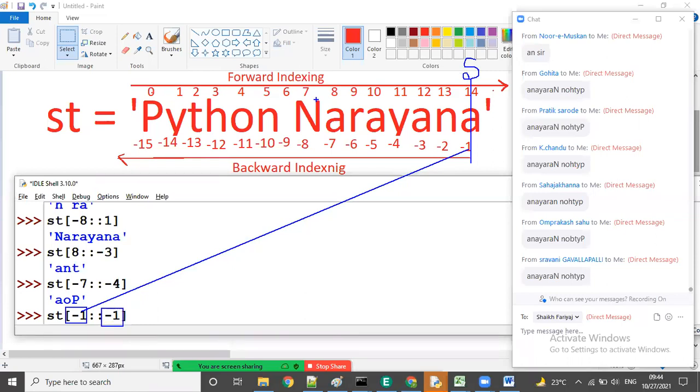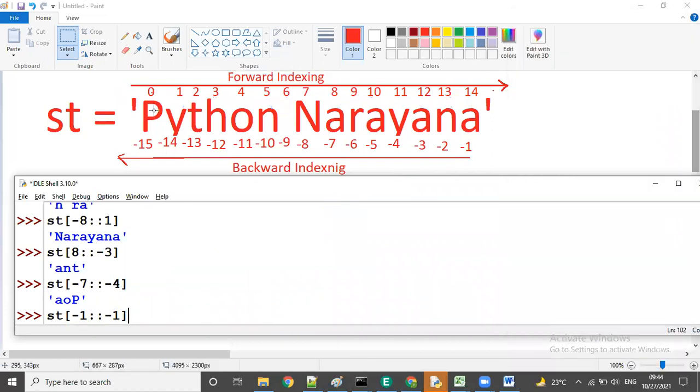Which one? -1. So minus means backward direction, guys. I told you already, minus means backward direction. And by which number? By 1 means now every character will come one by one. It will come n, a, y, a, r, a, n, again, space, n, o, h, t, y, p. That's all. It reverses the given string, guys.